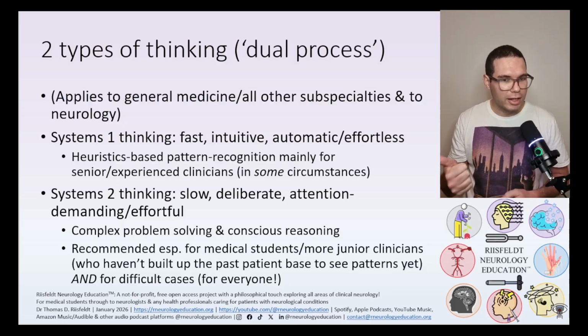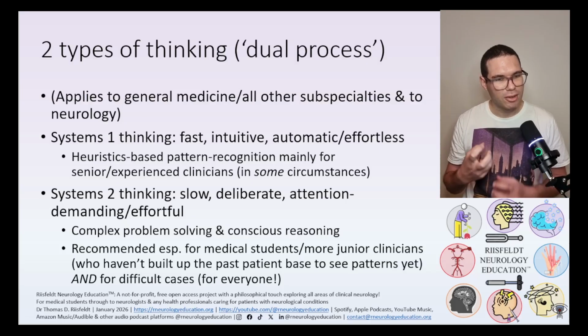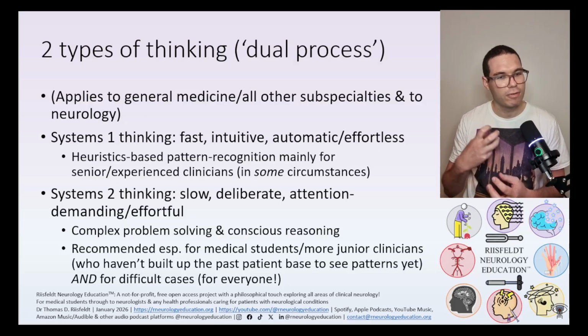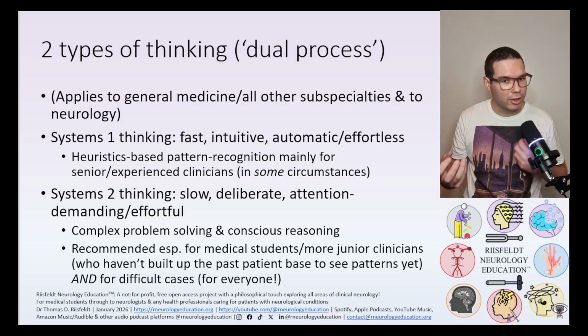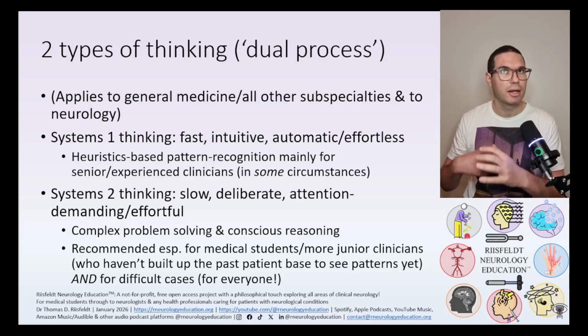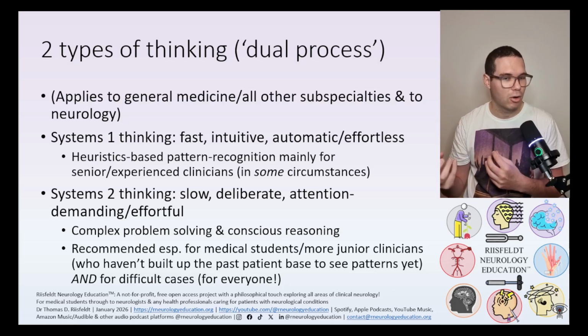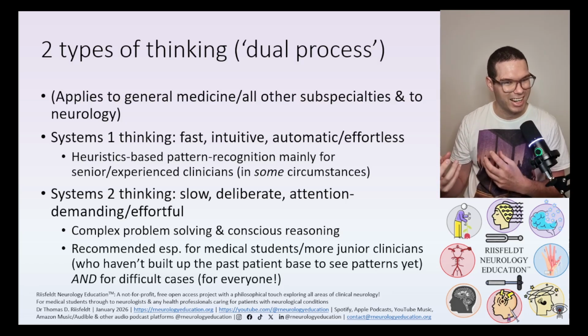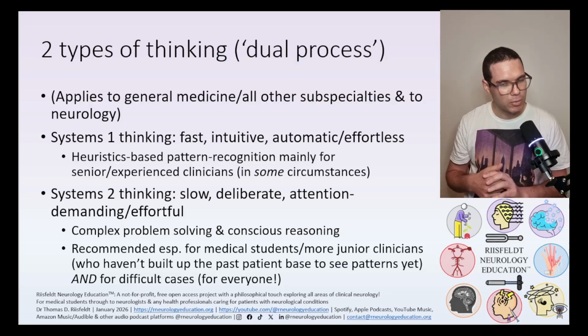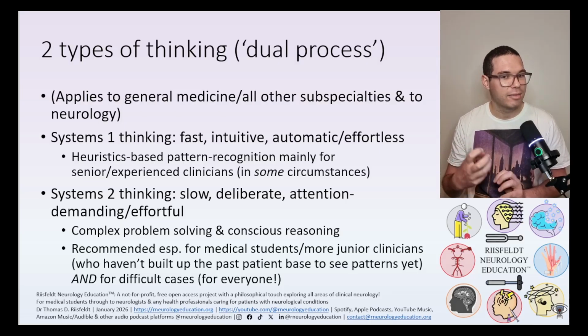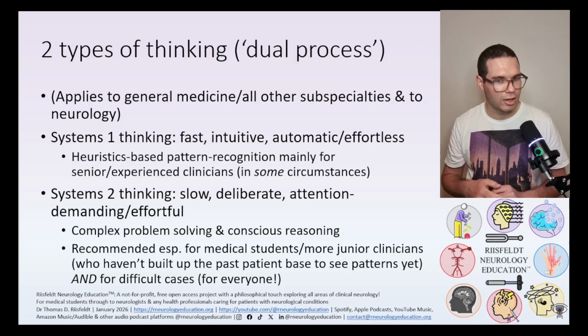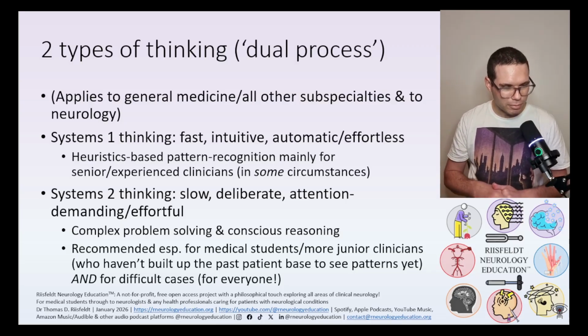So systems 1 thinking is fast, intuitive, automatic, effortless. And so this is a heuristics-based approach. So that's a rule of thumb approach, and it's founded on pattern recognition. And really, this is mainly for senior or experienced clinicians who have built up a big history of patients that they've seen in the past so that they can rely on the patterns that they can see in patients they've seen previously. And so this can be applied in some circumstances, not all circumstances, but some circumstances.